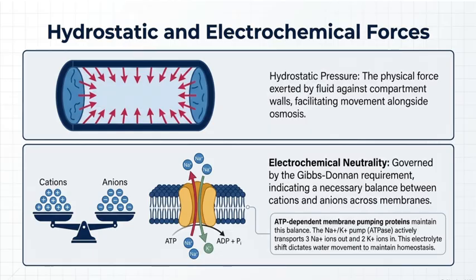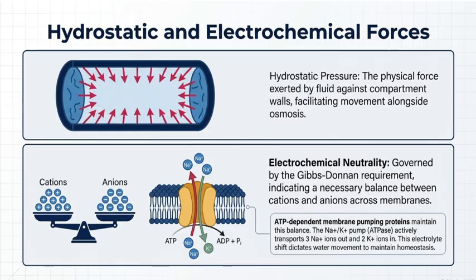This is governed by the Gibbs-Donnan effect, where impermeant intracellular protein influences the ion distribution. The sodium-potassium ATPase pump plays a key role.